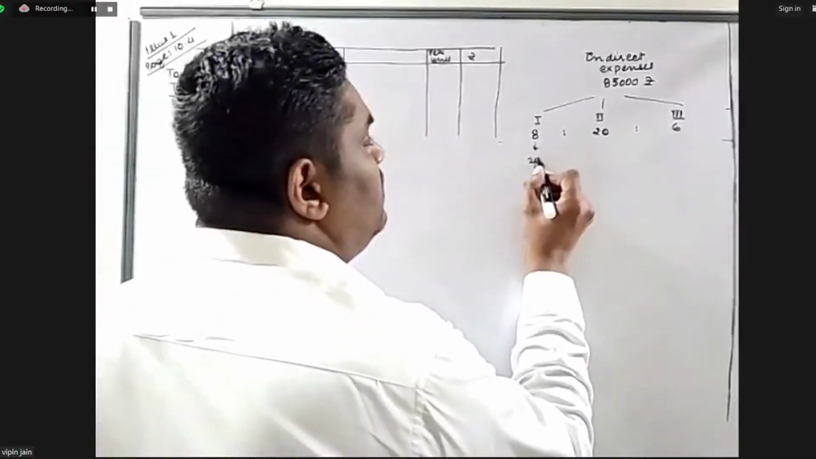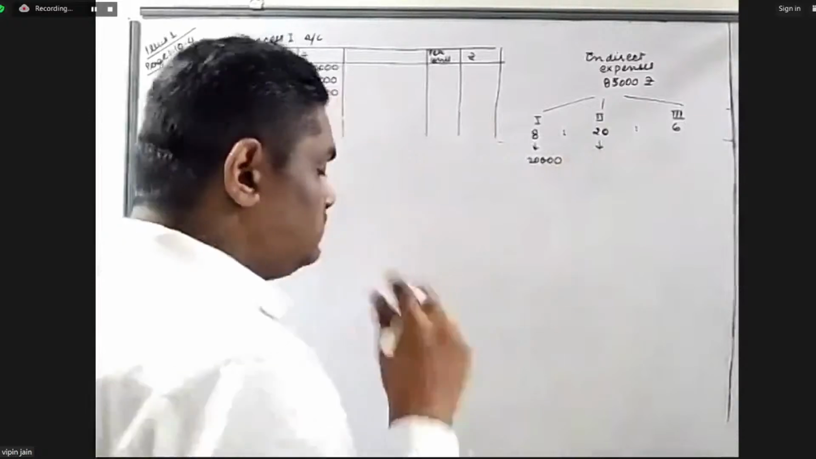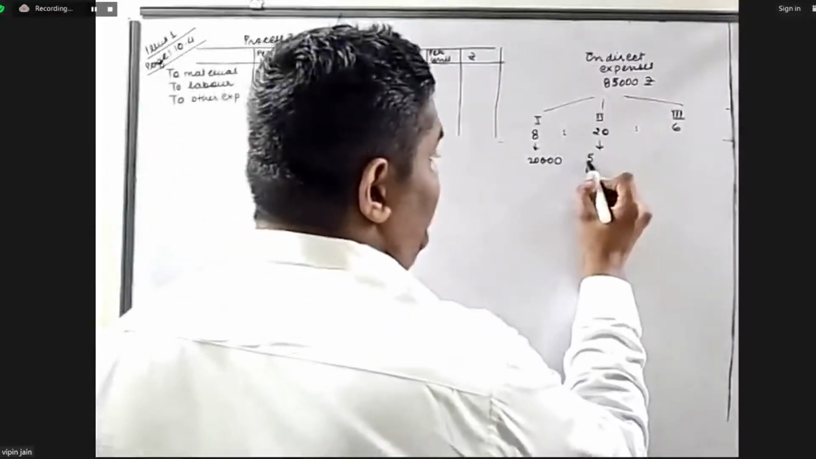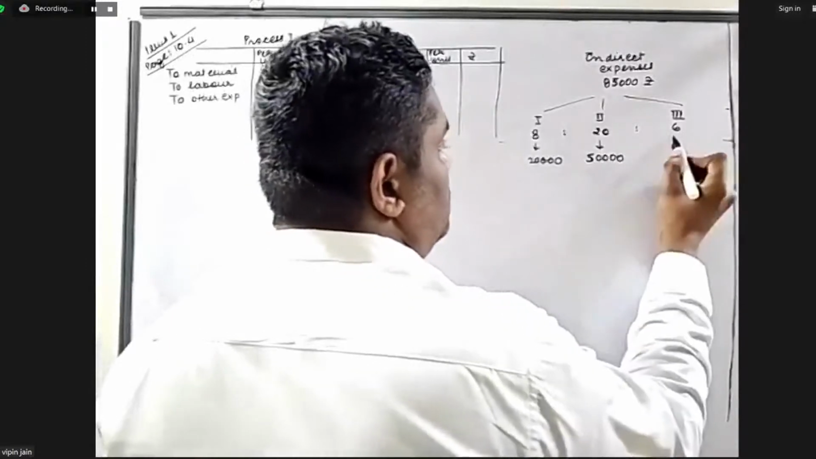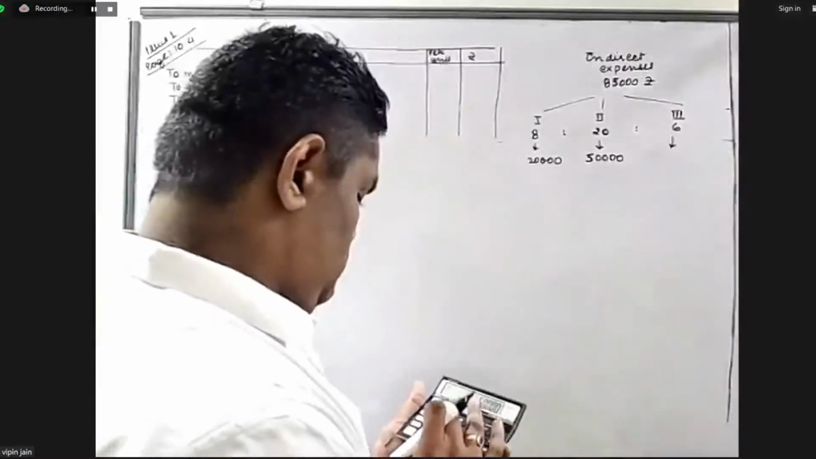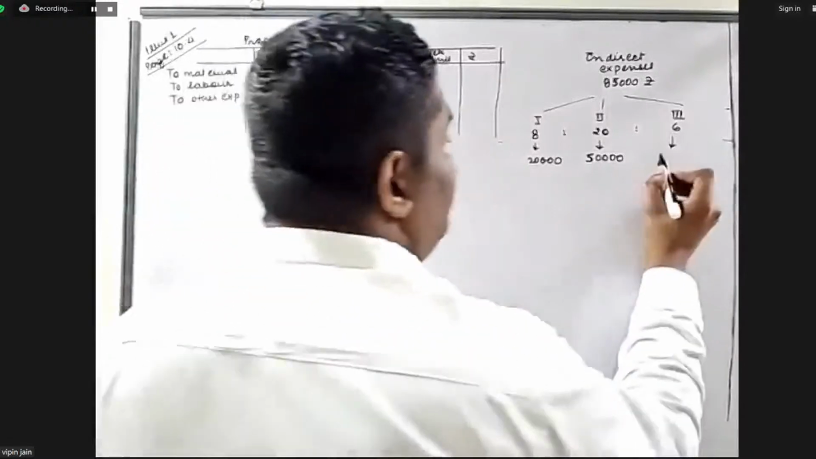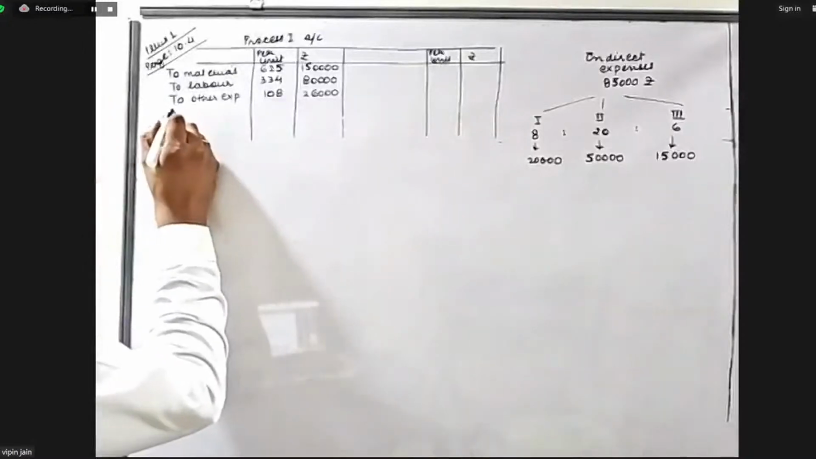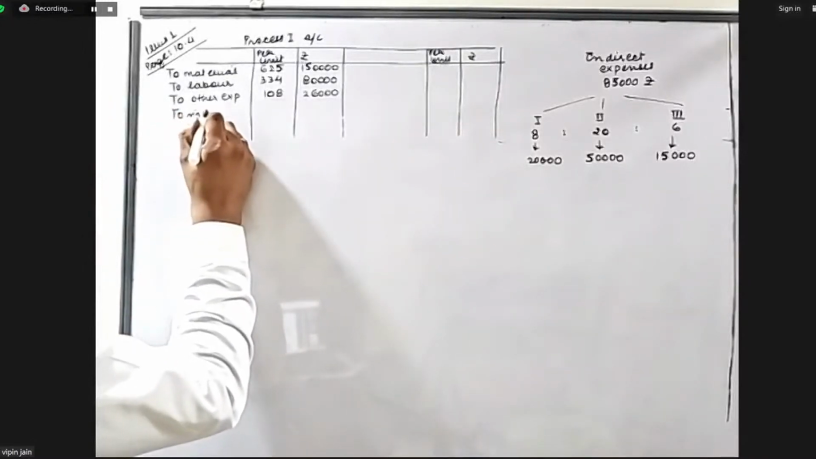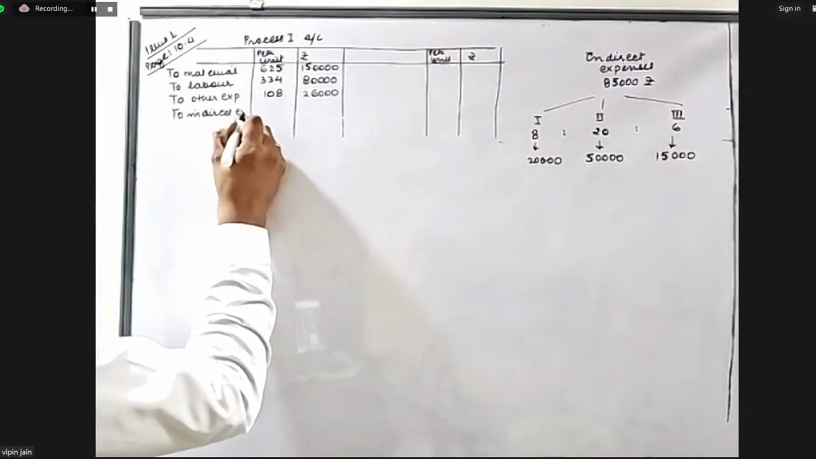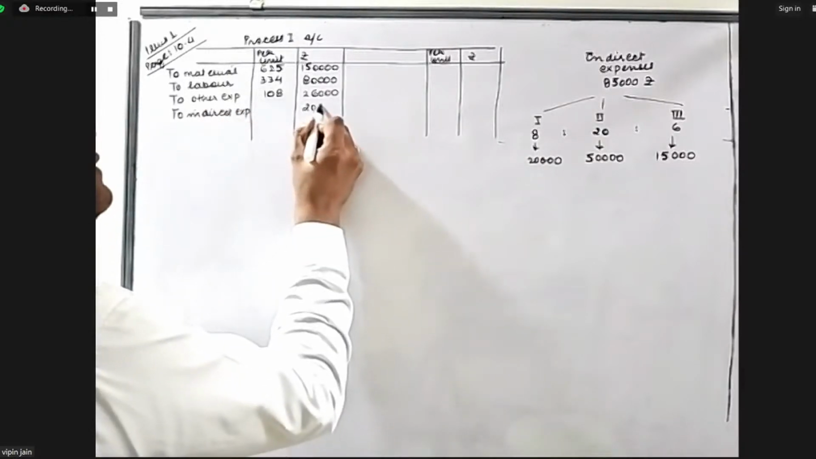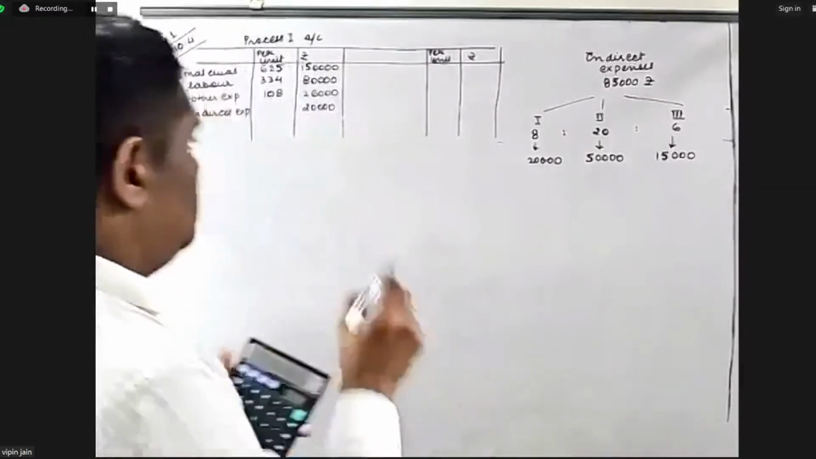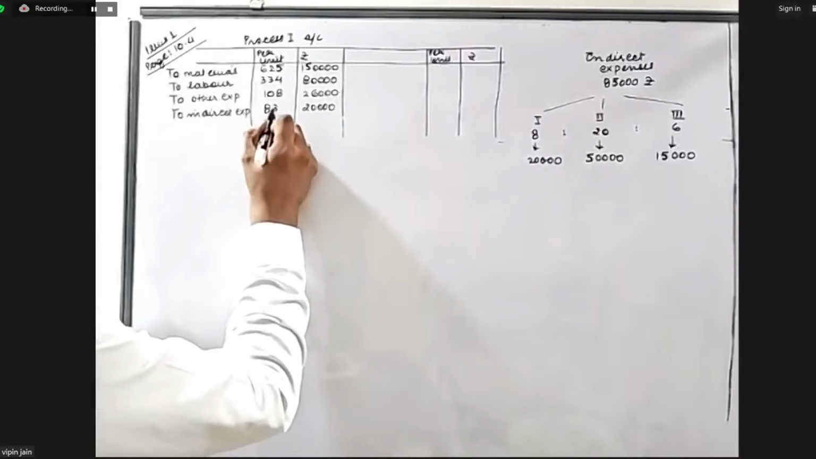So this will be 20,000. This will be 50,000. This will be 15,000. So indirect expenses, it's 20,000 for process first. Per unit will be 83.